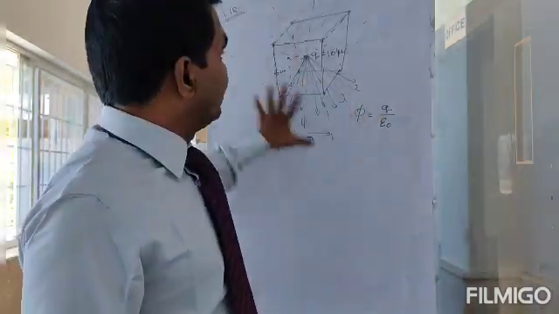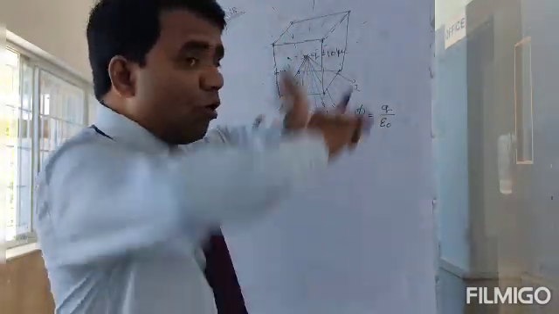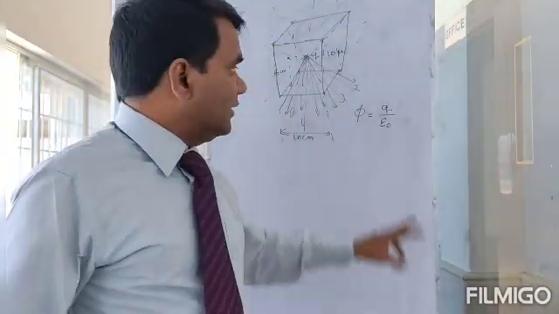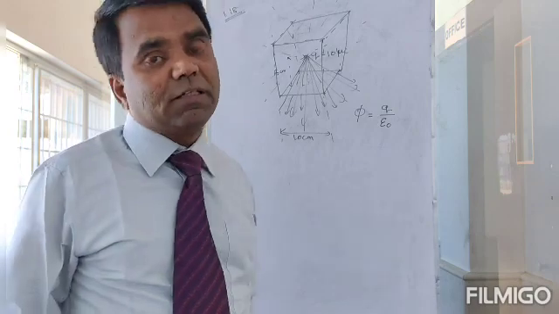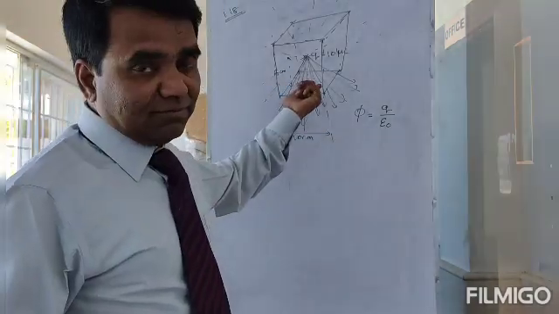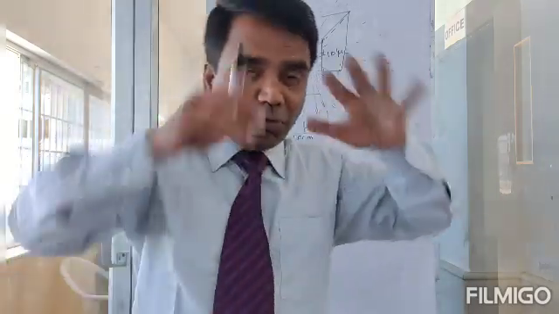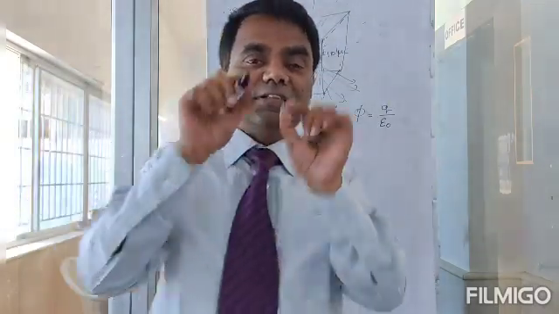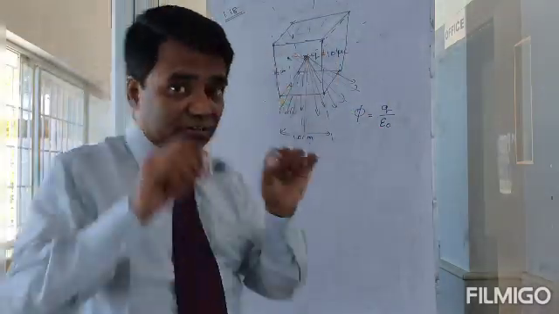So I can find the amount of flux coming through all the 6 sides of this cube. Total flux through all the 6 sides will be equal to Q by epsilon naught. But then there is only one side. So the amount of flux coming through one side must be the same as through the other sides, because this charge is at the very center of the cube.